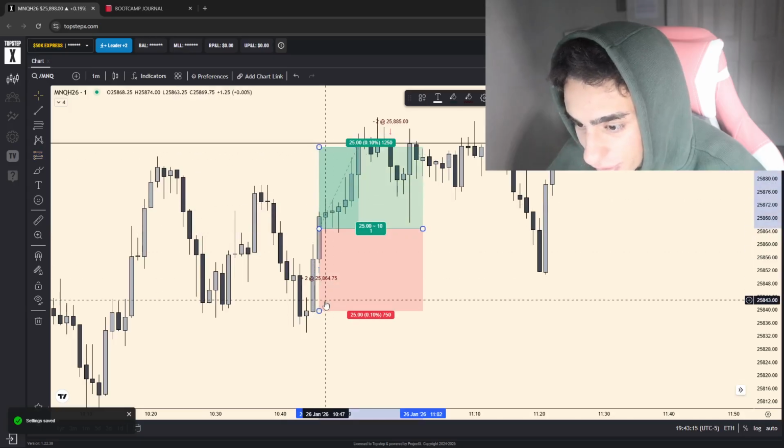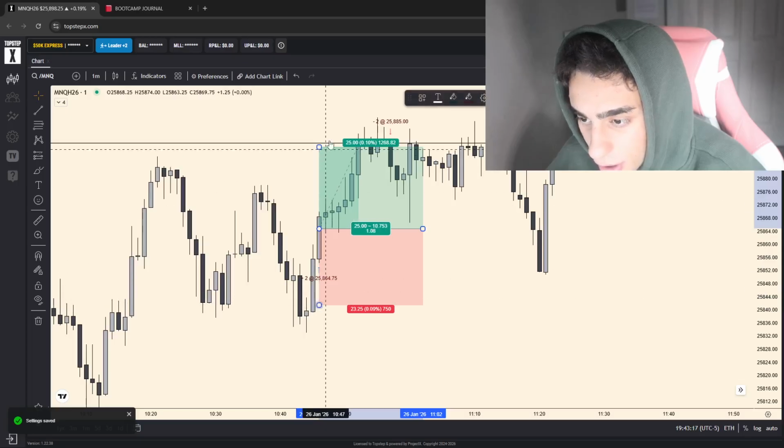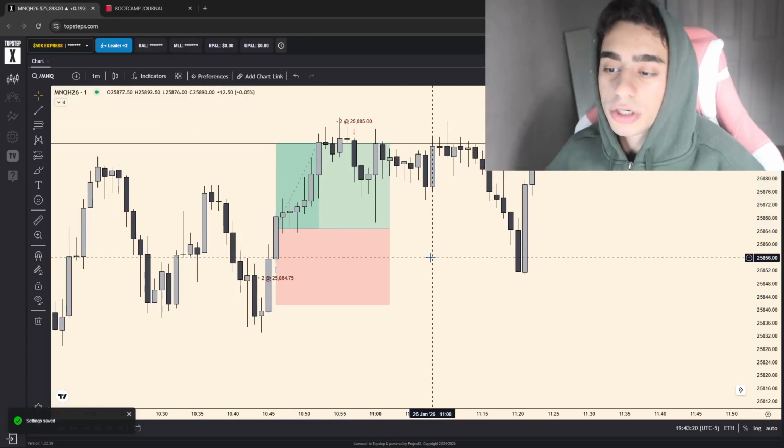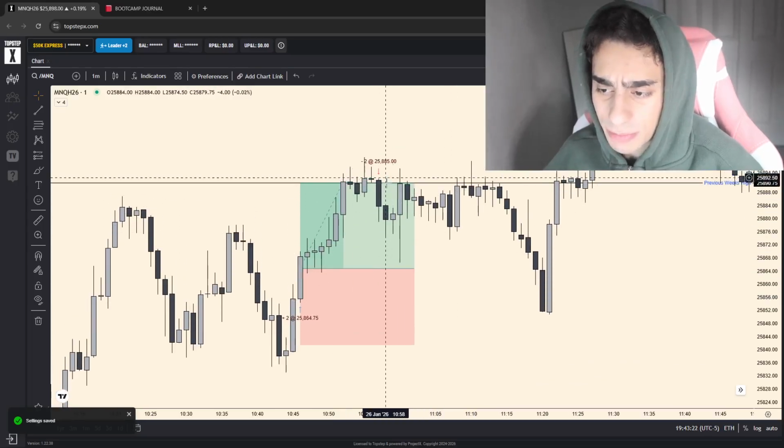2864.75. So I got my fill right here. My stop was at the bottom of this fair value gap, and so it was a 101 R trade. And I trailed my stop loss.